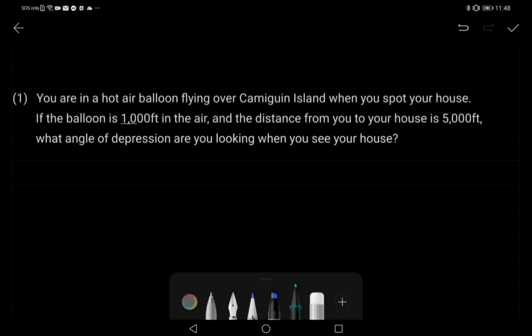We have our example number 1. You are in a hot air balloon flying over Cagayan Island when you spot your house. If the balloon is 1,000 feet in the air and the distance from you to your house is 5,000 feet, what angle of depression are you looking when you see your house?